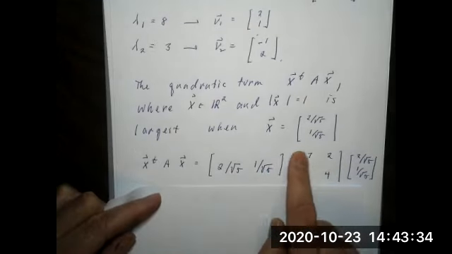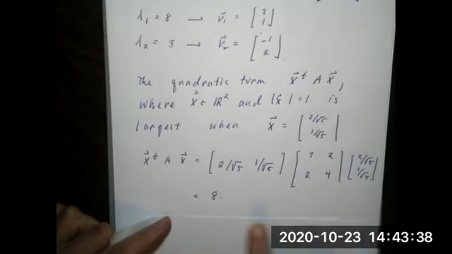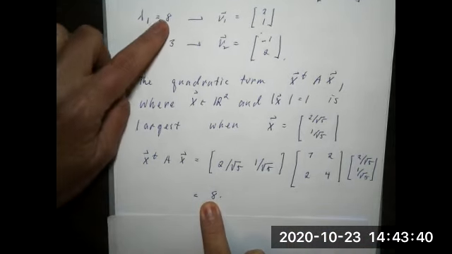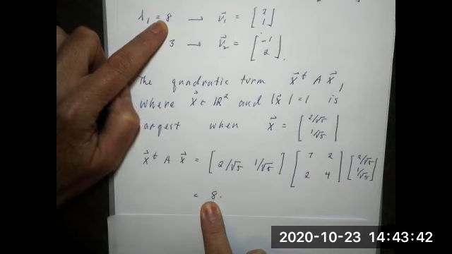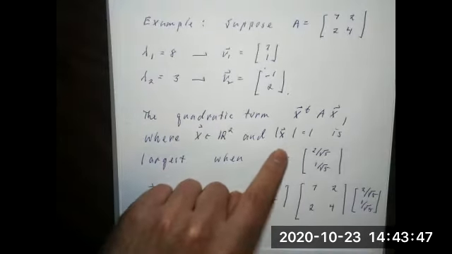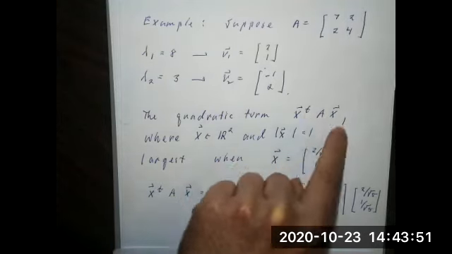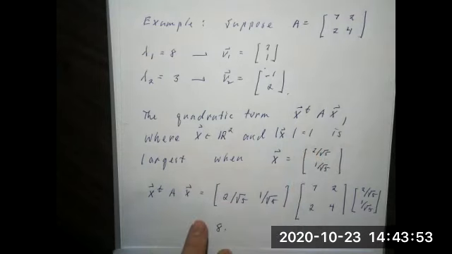So if I use this unit eigenvector, take its transpose times the original matrix A times the vector again, I actually get the largest eigenvalue, which is indeed 8. So if I choose any other vector whose length is 1 in R2, and I substitute it into this quadratic form, I am going to get something no larger than 8.